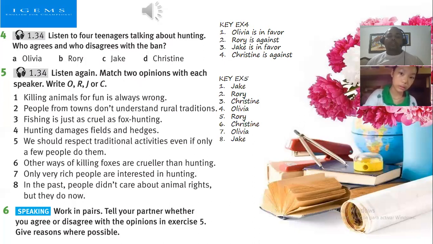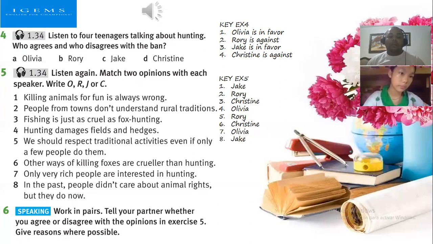People from towns don't understand rural traditions. Yes, that is Rory. There you have the answer right here. Can you see it? Yeah, okay. Number two. Number two is Rory.